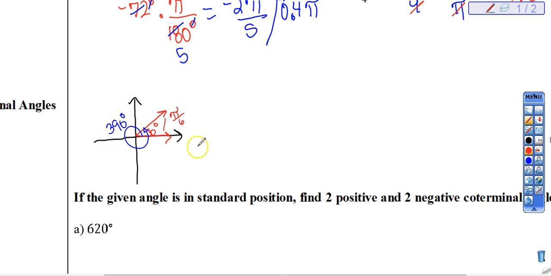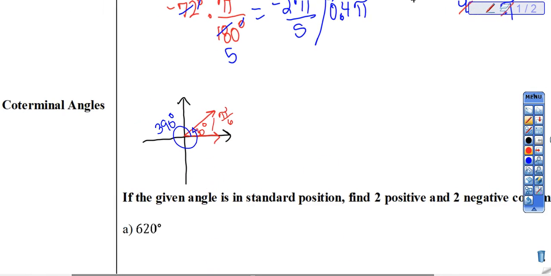But what if we had to find this measure not in degrees but in radians? If this is pi over 6 radians, and I have 390 degrees but want it in radians, what could I do? Could I convert it quickly? I could go 390 times pi over 180. I could do that, right? Or could I just add 2 pi to pi over 6? That's something else I could do. It's up to you what you want to do.